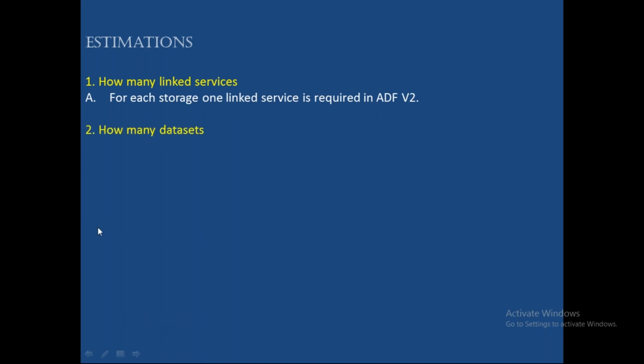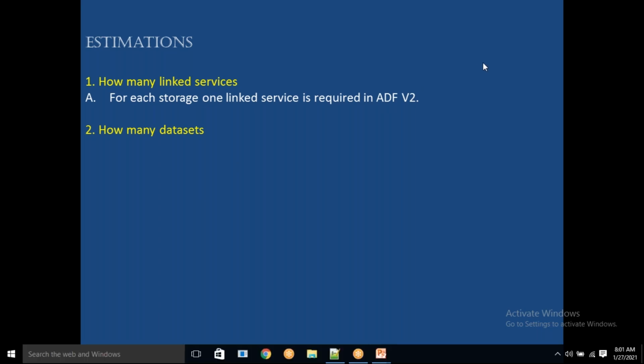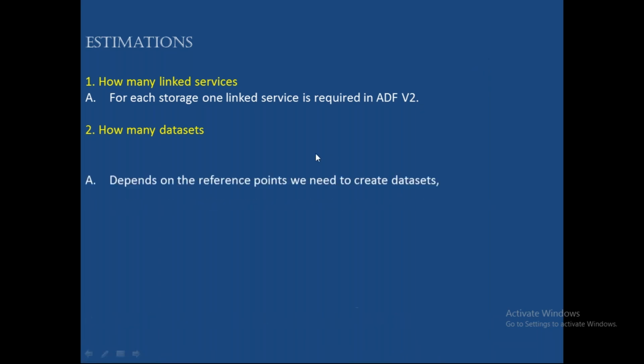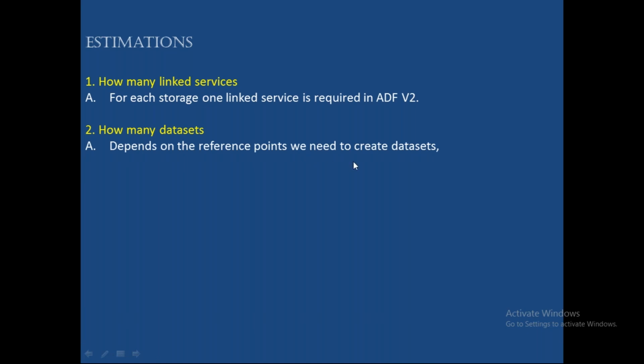How many data sets do I need to copy data from storage 1 input container to the storage 2 output container? One for input and one for output. Two we need. Okay, so depending on reference points, we need to create data sets. So we know we need two data sets.